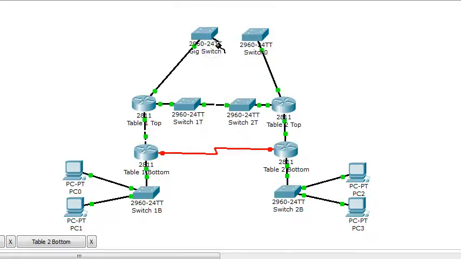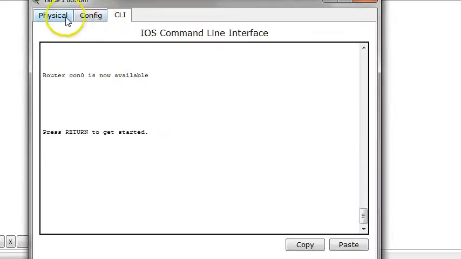I'll leave this connection there for the two switches. I'll bring the serial back up. And then we're going to configure OSPF.